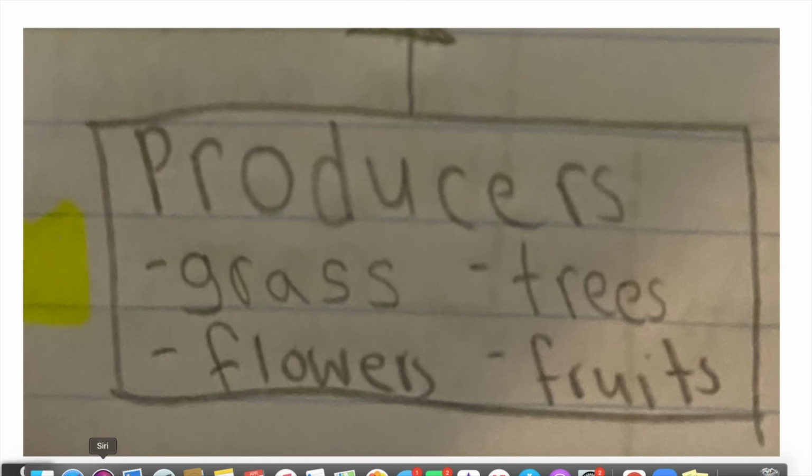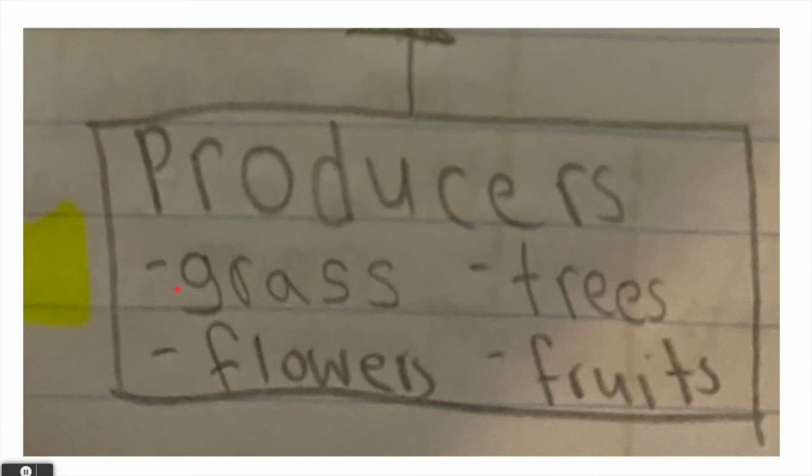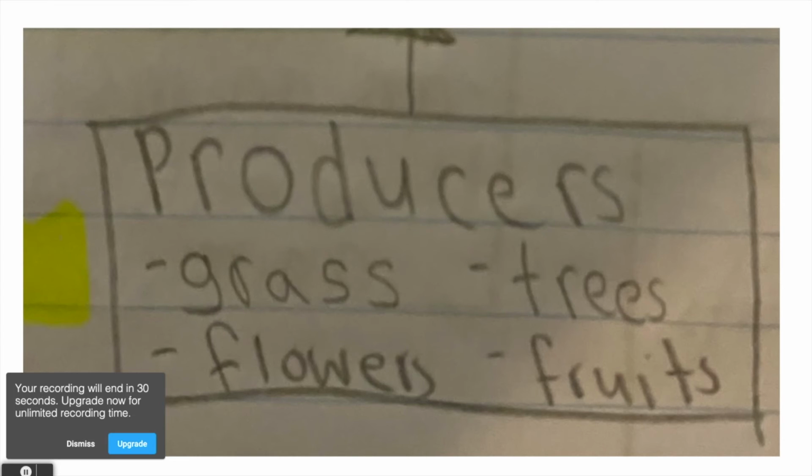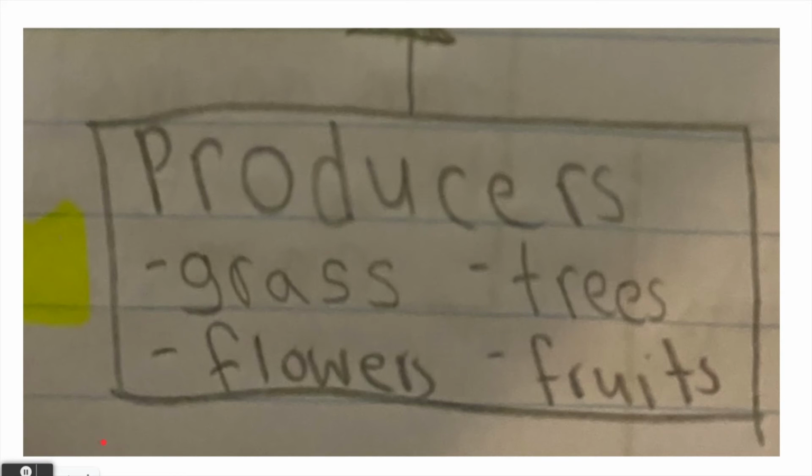Alright, now that you have added that, let's take a close look at producers. Producers are at the bottom of our food web. Producers are those organisms that are able to make their own food through the process of photosynthesis. They are able to use the sun's light energy to make their own food that helps them grow. Examples of producers are grass, trees, flowers, fruits, and algae. These are all different producers that use photosynthesis to turn the light energy into food for their systems and then help them grow.